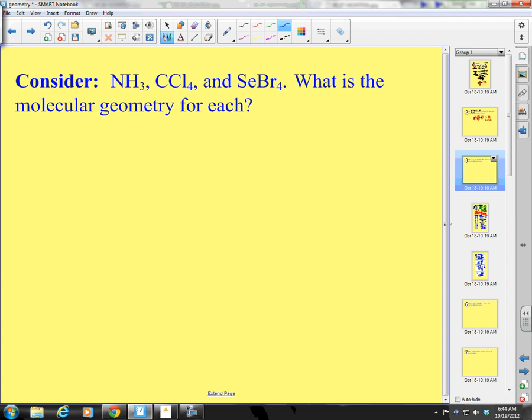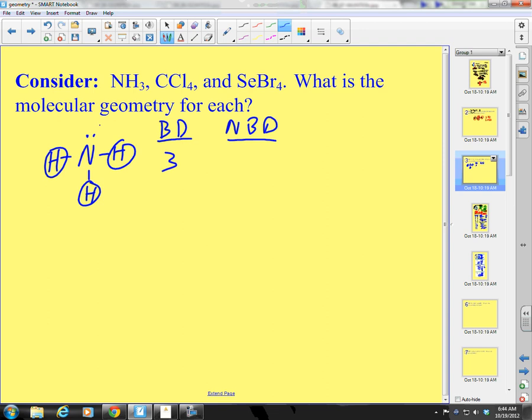Consider ammonia, carbon tetrachloride, and selenium tetrabromide. First thing we must do is what? Lewis structures. So ammonia looks like this, right? How many bonding domains does it have? How many non-bonding domains does it have? Okay, bonding domains, 1, 2, 3. 3 bonding domains, 1 non-bonding domain. Shape, it is a 3, 1.